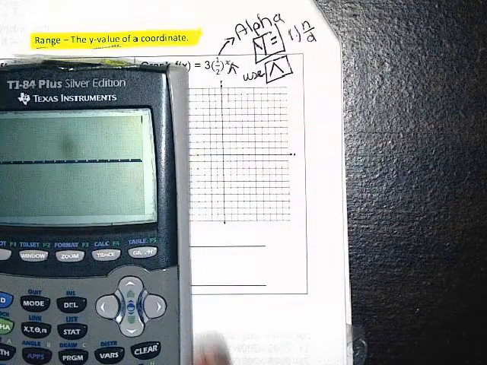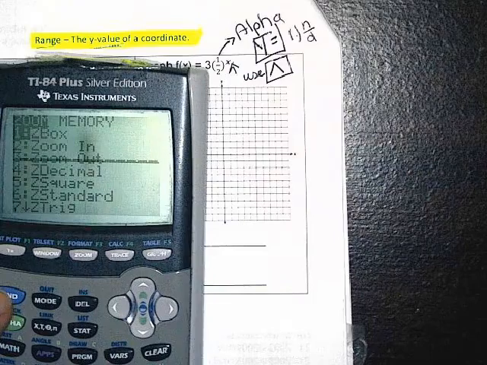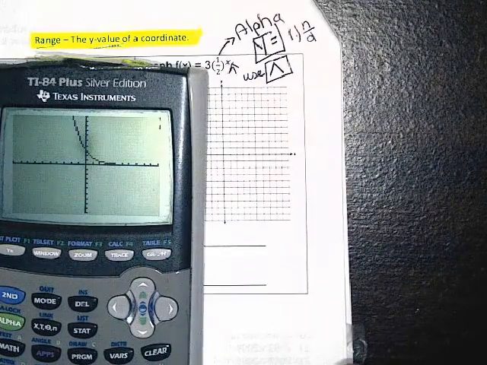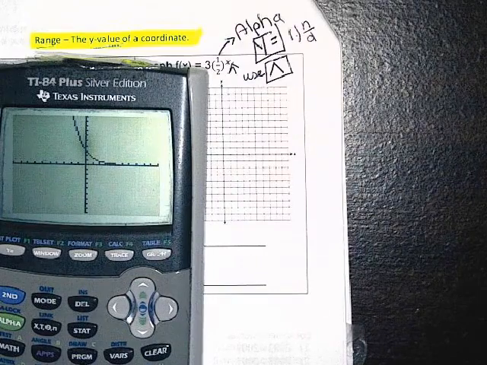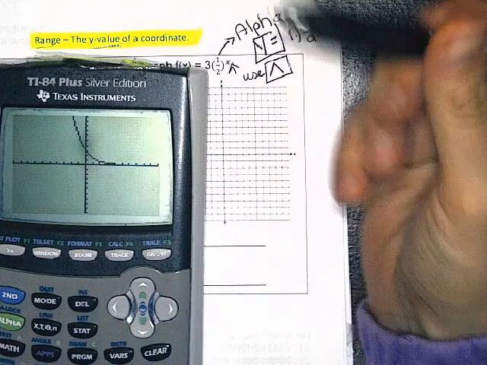Hold on one second, I gotta fix mine. I don't see anything. Yeah, you couldn't see it on mine. I had to fix it. Somebody played with the screen. This is what it looks like. It comes down, and that's about it.